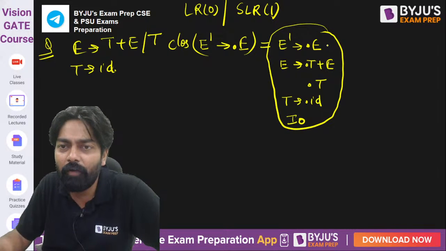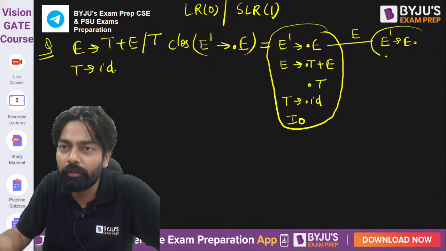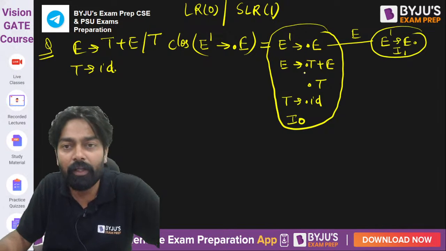See clearly what we have. E' goes to dot E. Now go to your finding: E' goes to E dot. So that is nothing but, my dear friend, I1. Okay. Now see clearly what happened.